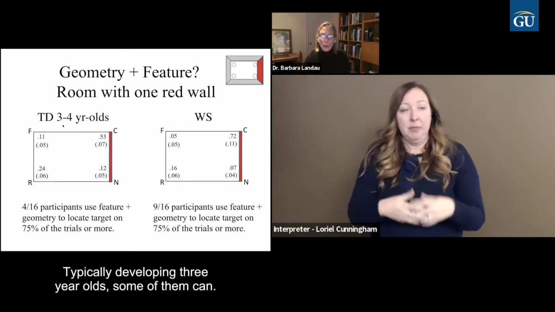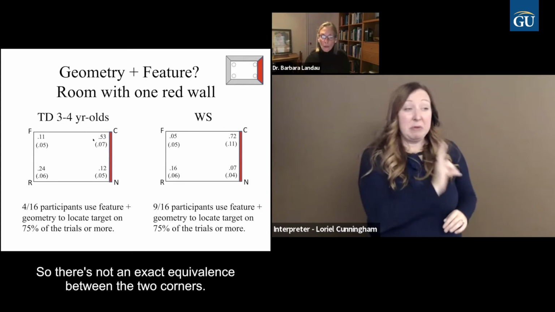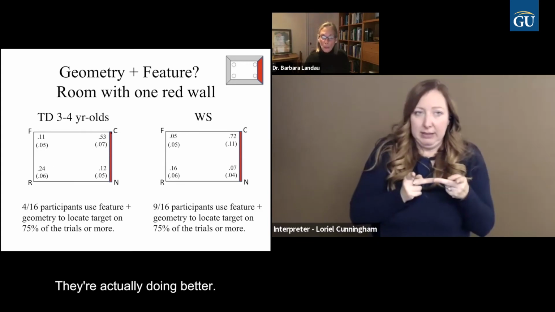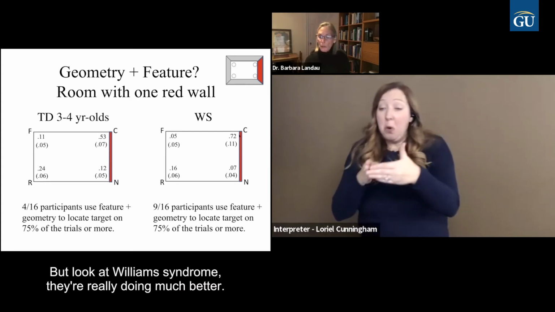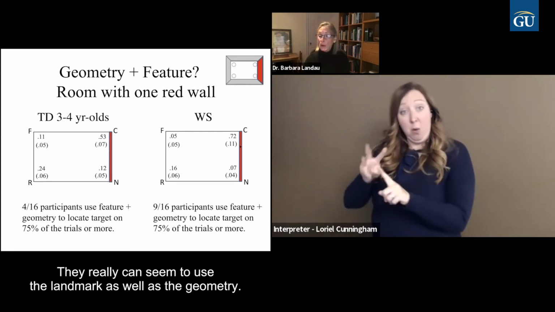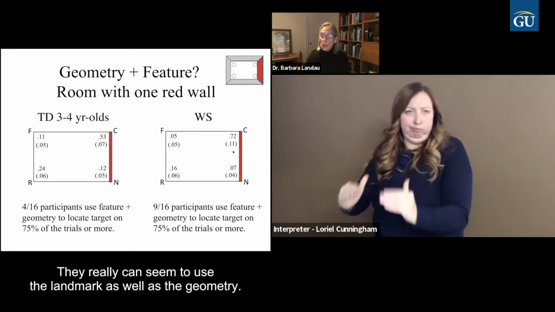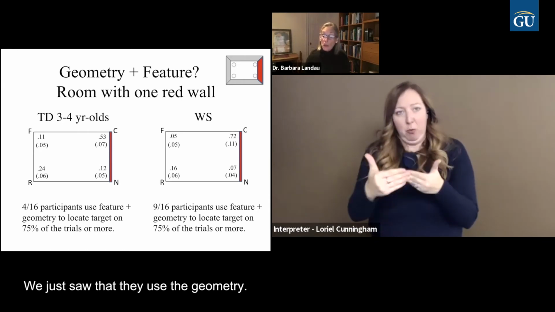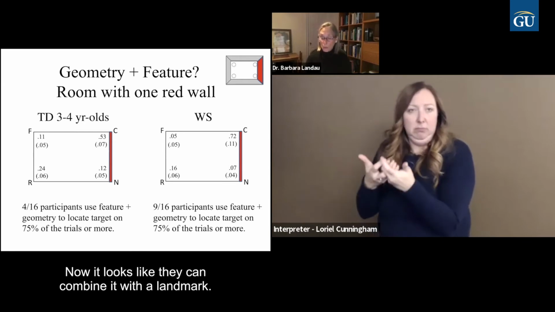Typically developing 3-year-olds, some of them can. So there's not an exact equivalent between the two corners. They're actually doing better. But look at Williams syndrome. They're really doing much better. They really can seem to use the landmark as well as the geometry. We just saw that they used the geometry. Now it looks like they can combine it with the landmark.